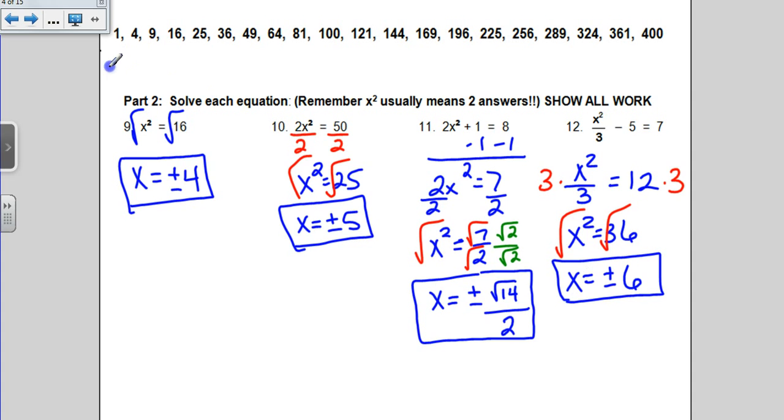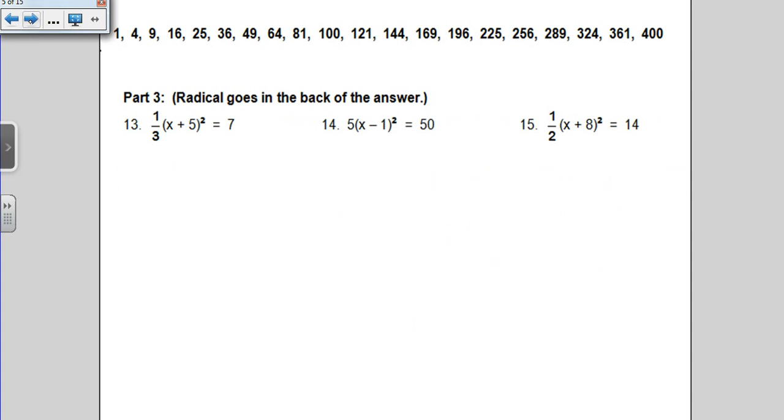Okay, moving on to another type of problem. This time, instead of just having x squared, we have a quantity squared. So once we get to the point where the parentheses set, the quantity is isolated, then we're going to go ahead and take the square root. So on number 13, first thing I have to do is do the opposite of a 1/3, which is multiply by 3. And we end up with quantity x plus 5 squared equals 21.